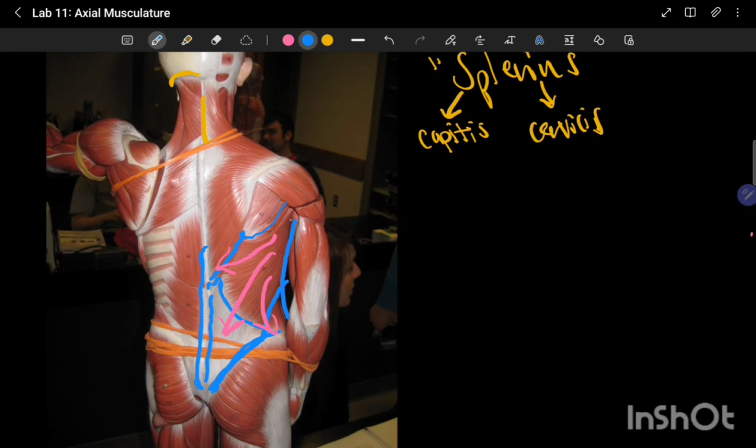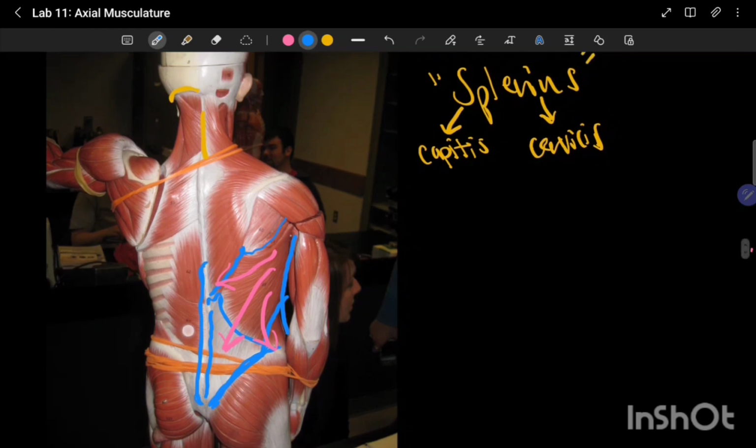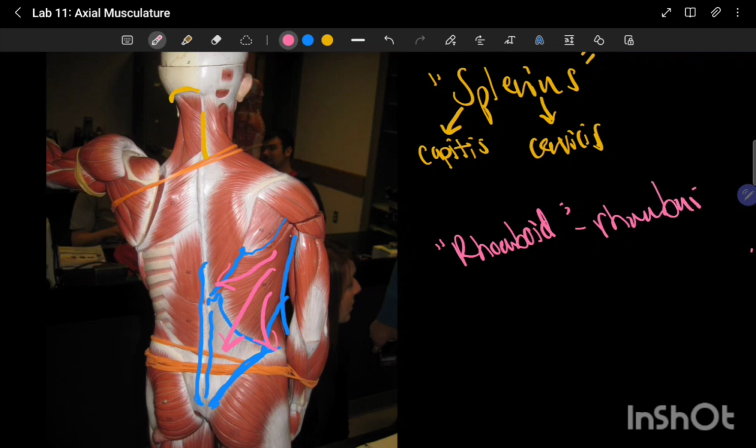We have to use the left side of our model for the rhomboids because they're a little deeper. And rhomboids, if you think about rhombus, that's kind of another trapezoid shape. Those are the kind of blocky muscle that we see here, outlined in pink. So these are going to be our rhomboid major and minor.